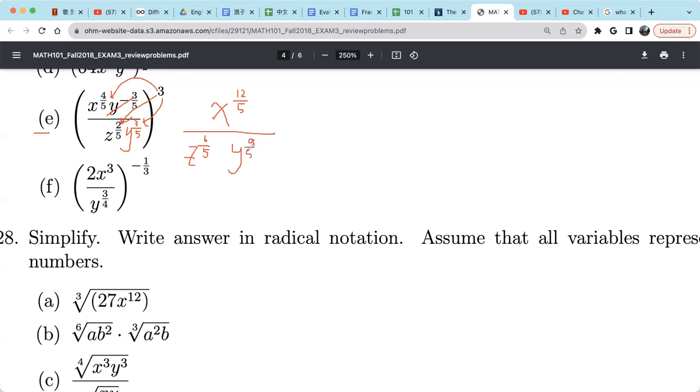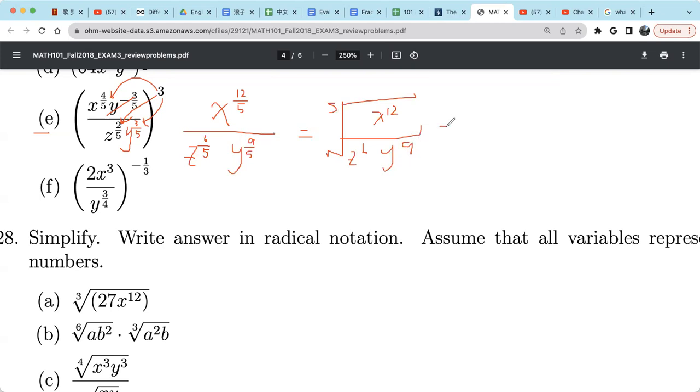We see all those 3 variables raised by some power, and then a 5, which is the index, because 5 appears in the denominator. So we can write it like this. They're all index 5. So then we have x to the 12th power divided by z to the 6th power and y to the 9th power.